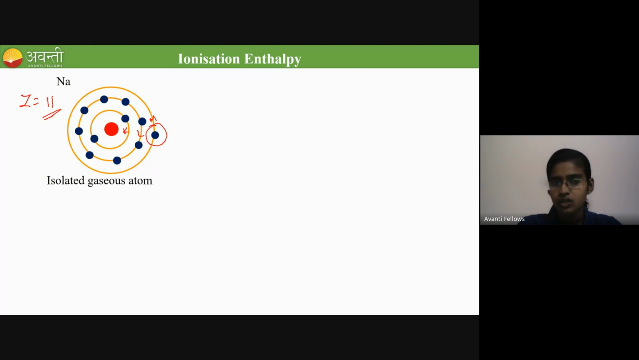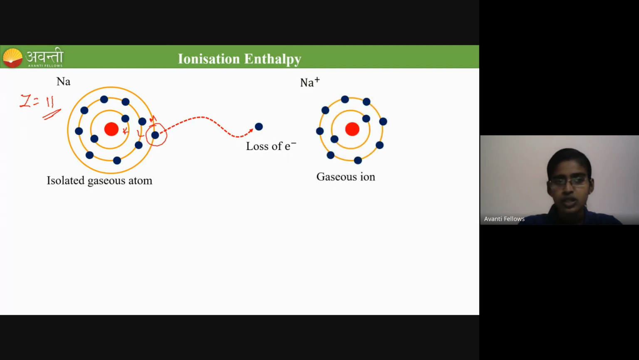Now, the electron which is there in the M shell, that is the outermost electron, is coming out. Loss of electron takes place from this sodium. So, if that electron comes out, sodium will become sodium plus. Now, if that electron has to come out, it won't come out on its own. I have to give some energy. The energy required to remove the electron from an isolated gaseous atom in its ground state is called ionization energy.